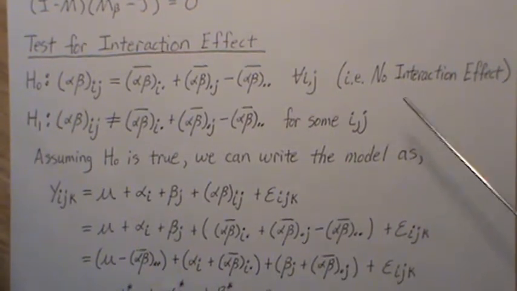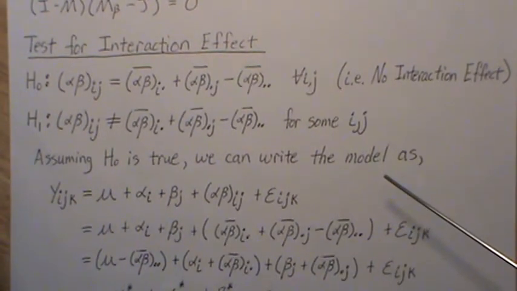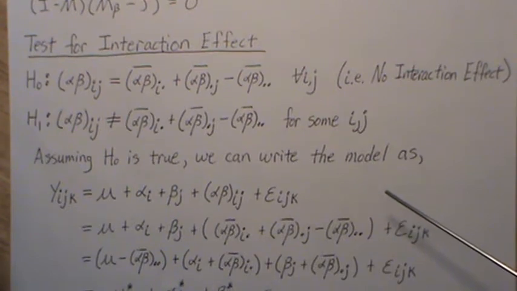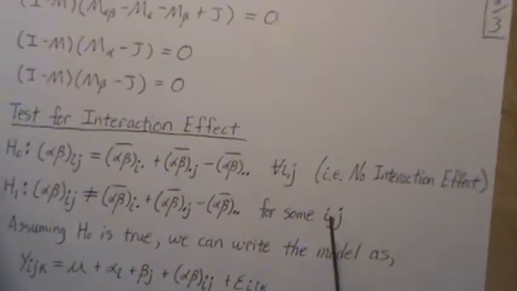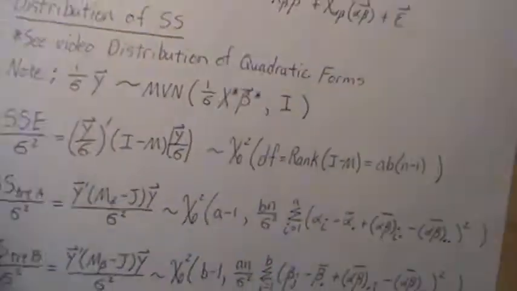Now the test for interaction. Whenever you have an interaction model, that's generally the test you do first, to see if there's significant interaction. And notice that I'm going to go back here.